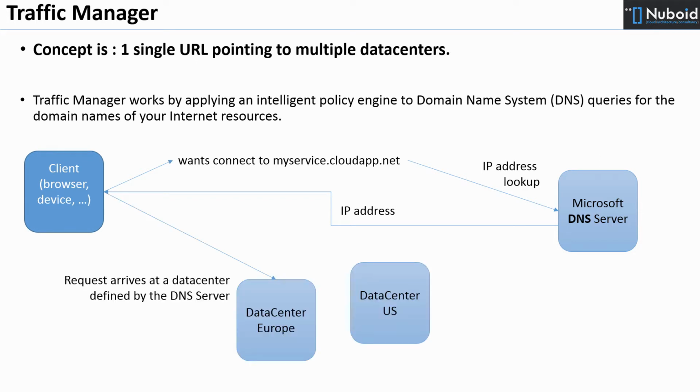So it will give you an IP address at the end, and then you will go to one of the data centers. Could be the data center in Europe, could be the data center in the US. The application doesn't know about that. It will just ask to translate a domain name into an IP address. It's the network stack that will do that for you, and your application is totally unaware of that.